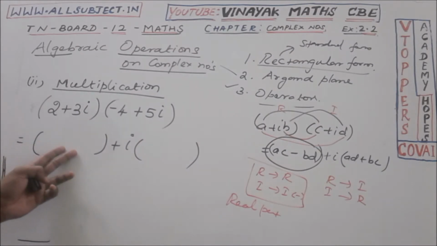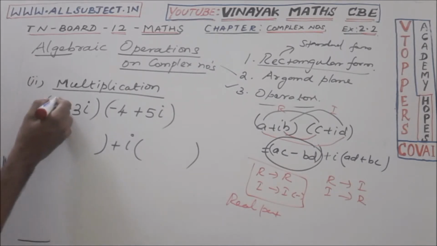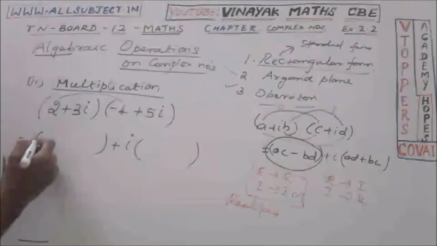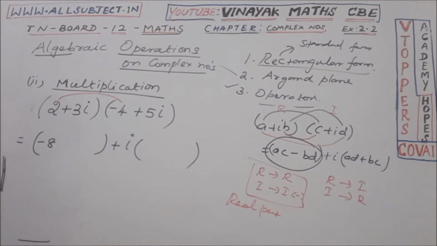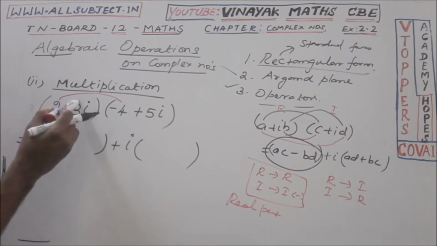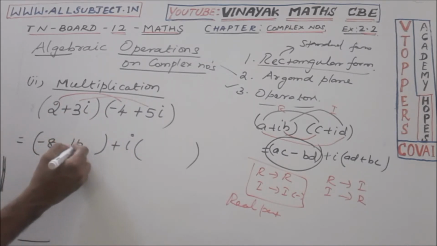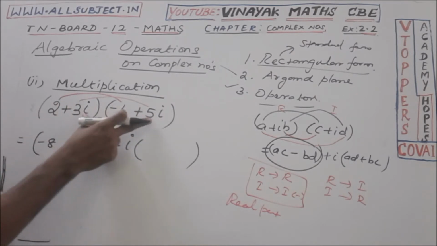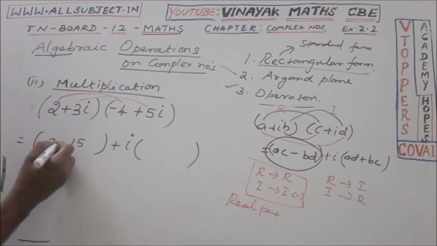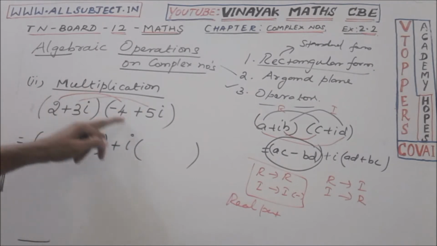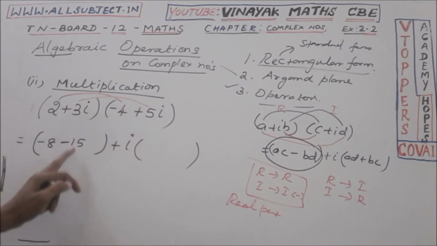To get the real part, we should multiply real to real and imaginary to imaginary. First of all, multiply real to real. That means 2 into -4 is -8. And then imaginary to imaginary: this is 3 into 5, 15. When we multiply imaginary, we will get i square. i square turns as -1. For that purpose, we are changing its sign. So, to get the real part, multiply real to real and imaginary to imaginary, and change its sign.